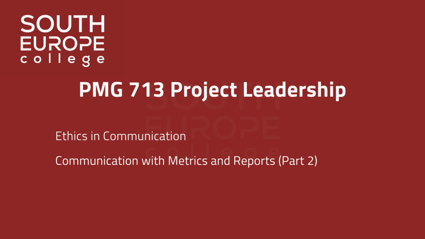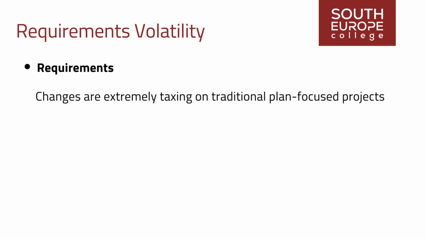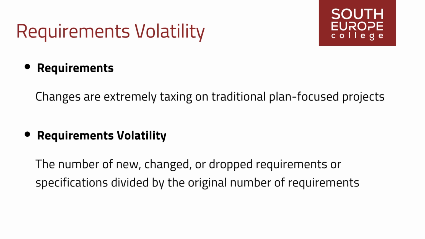This segment will cover communication with metrics and reports, Part 2. Requirement or specifications changes are extremely taxing on traditional plan-focused projects, which prefer that all requirements are fixed before proceeding. Requirements volatility is the number of new, changed, or dropped requirements or specifications divided by the original number of requirements or specifications.